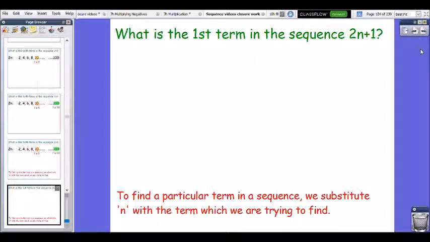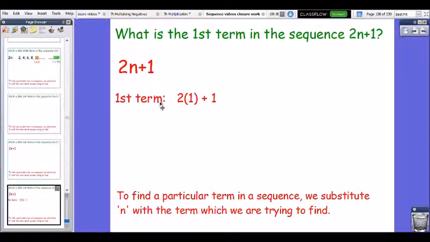Okay, so next one. What is the first term in the sequence 2n plus 1? Well, 2n plus 1 is my 2 times tables with 1 added on. But using my substitution method, I could say my first term is 2 lots of 1 add 1, because I'm swapping n with the term number I'm trying to find. If I'm trying to find term 1, I'm going to call it 2 times 1 and then plus 1. So that 2 with the brackets next to it just means 2 times that number in the bracket. So 2 times 1 gives me 2, and then add 1 to it, that gives me 3. Okay, so my first term in that sequence is 3.